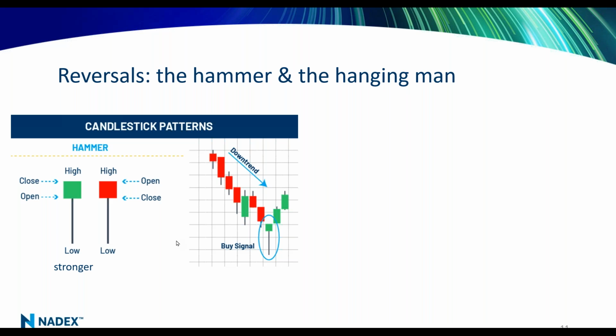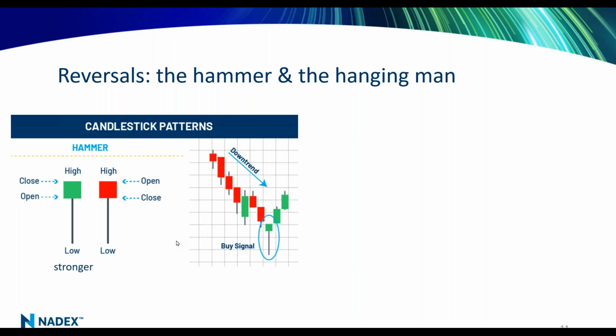When the hammer is green, and you're in a downtrend and you get a green hammer, that's a stronger signal than the red one, which would be a slightly weaker signal. Because it opened and still closed lower, but it formed a hammer formation. So a hammer can potentially be red, but if it's green, it is a stronger signal.